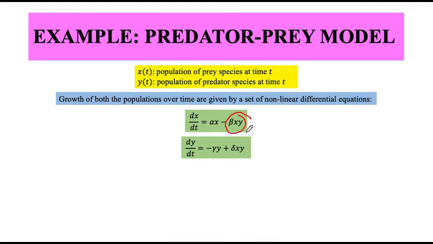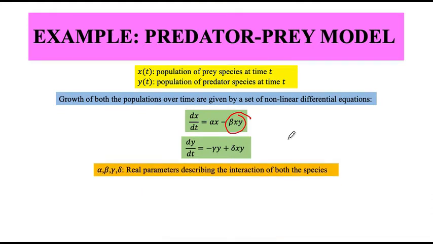Then how their population increases, and all these parameters, alpha, beta, gamma and delta, depend on how fast they die, or how frequently predator and prey come in contact with each other. All these are greater than 0. So these equations are usually referred to in literature as the Lotka-Volterra equations.